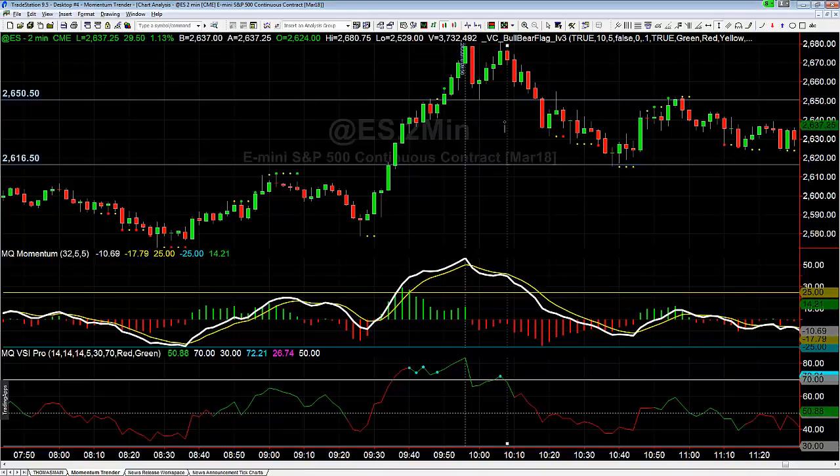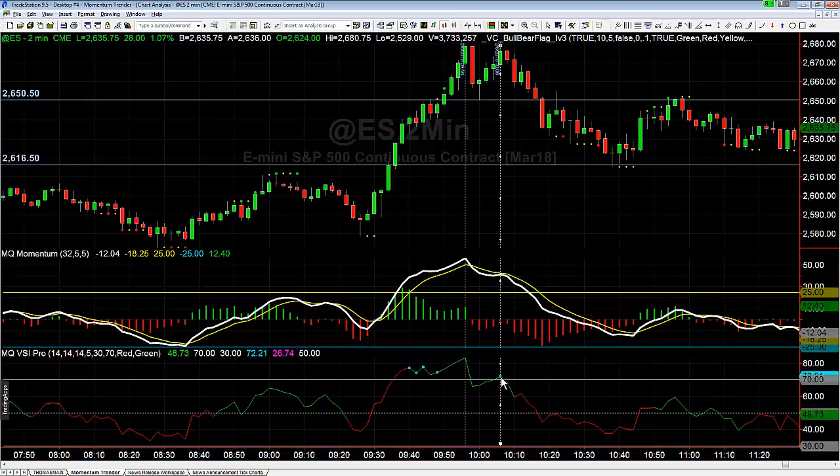This was right after the market opened at about 10:15 or 10:10. The second pivot high went up and we actually broke to a new high. We went 1 or 2 ticks above the previous pivot high. But if you look down here at the momentum, on the MQ momentum indicator, we had significantly weaker momentum. And if you look at the VSI, we had significantly weaker VSI.